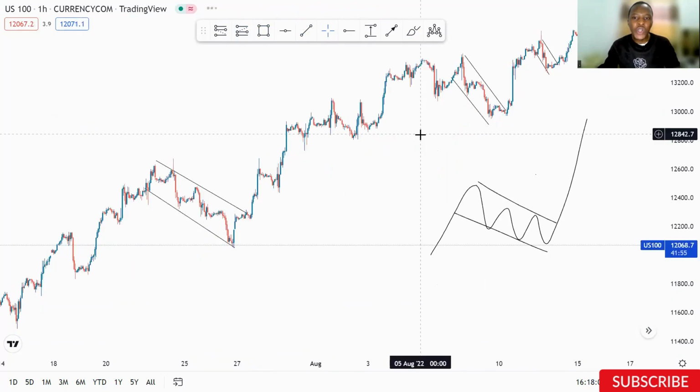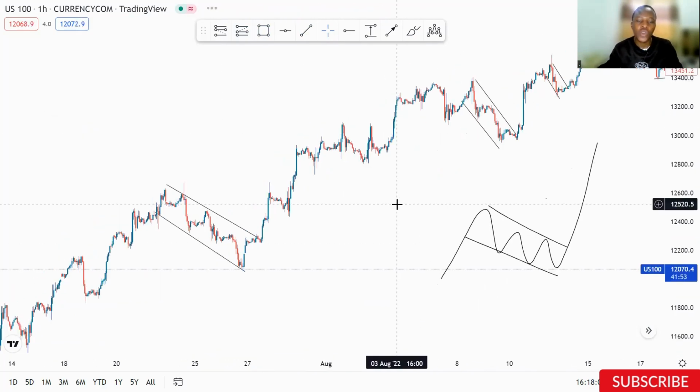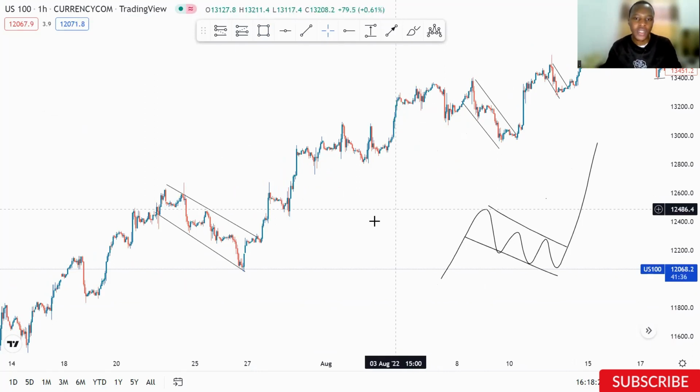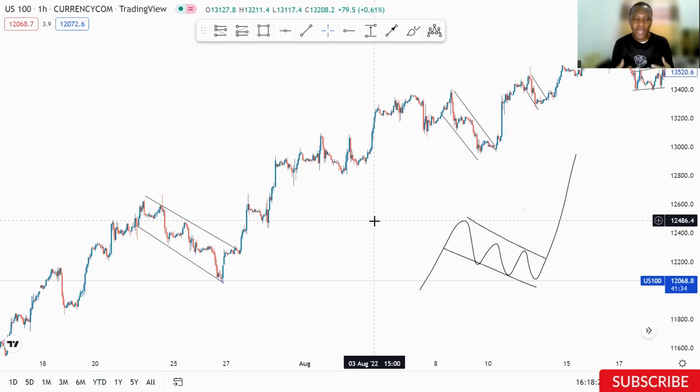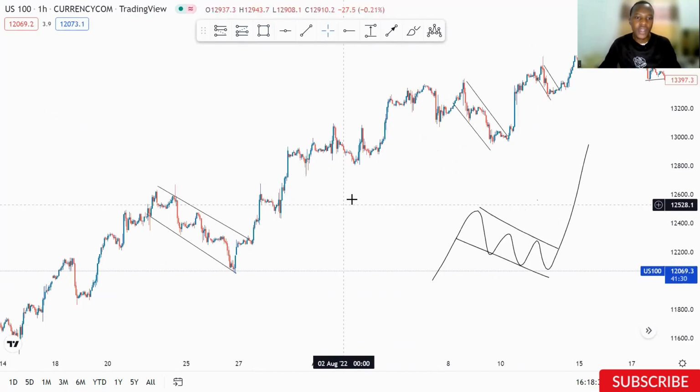But if you look clearly here, you would also recall what I just said, that in as much as we are focusing on continuation channels or flags, you also find that the reversal patterns are found inside these structures because we use them interchangeably, right? So there is no continuation pattern without the reversal. There's no reversal pattern without a continuation flag, right?